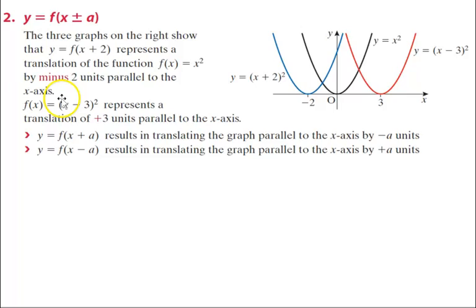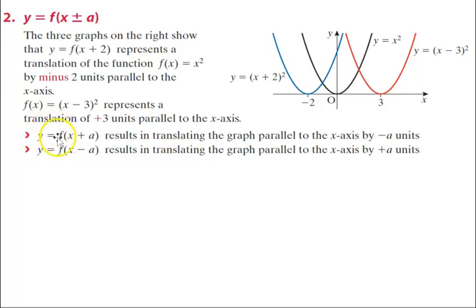f of x equals x minus 3 to be squared represents a translation of 3 units parallel to the x-axis. Focusing in now on the red curve, the red curve has been moved to the right. If we think of the black curve as the original function, y is equal to x squared, then the red curve was moved 3 units to the right, so 3 steps to the right. And this is the function y is equal to x minus 3 to be squared. There's a minus 3 inside the brackets, so we move it 3 steps to the right.